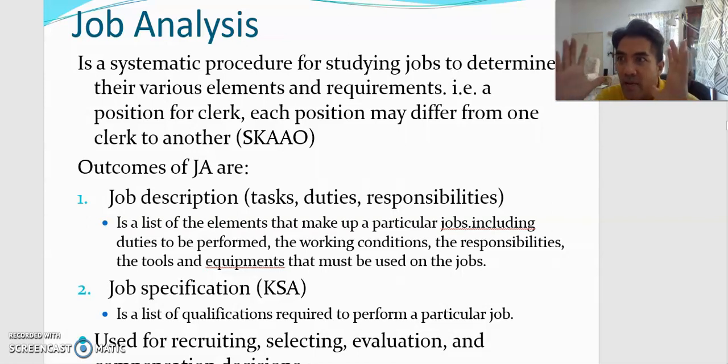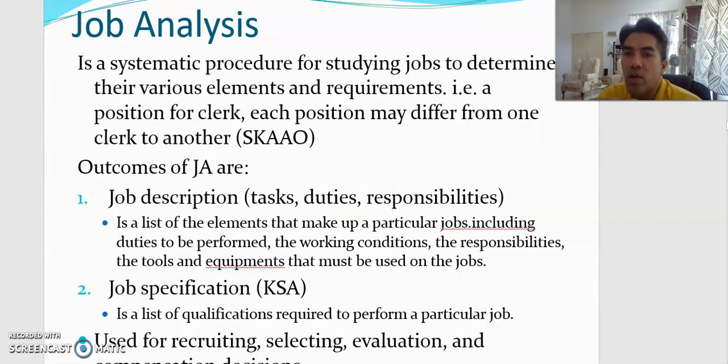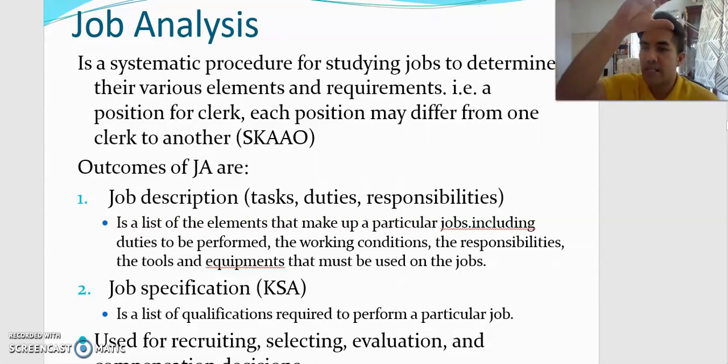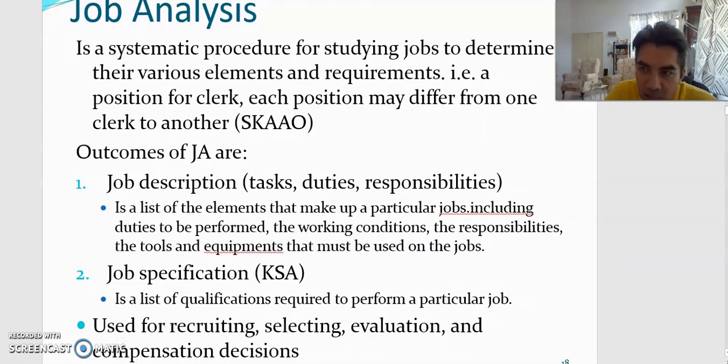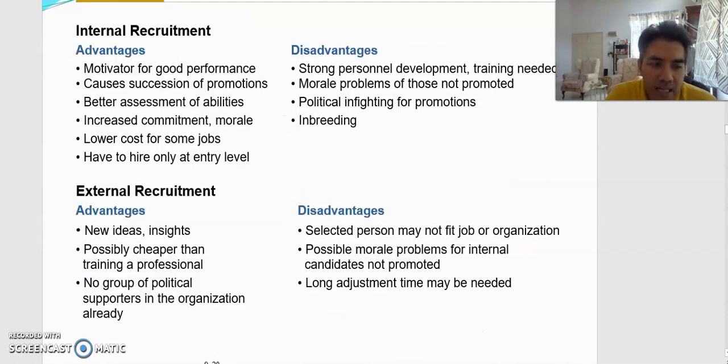And we can observe this when we look at job advertisements in the newspaper or online. So we can simply identify which one is the job description and which one is the job specification. And these elements are used for recruiting, selecting, evaluation, as well as compensation decisions.